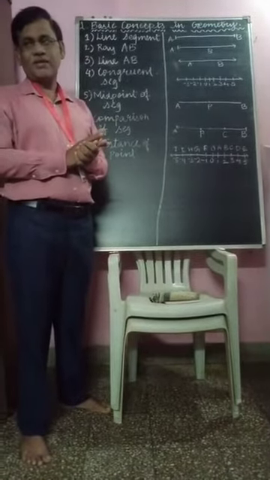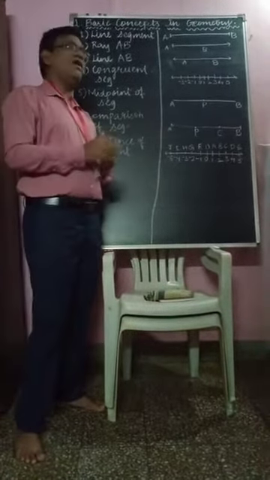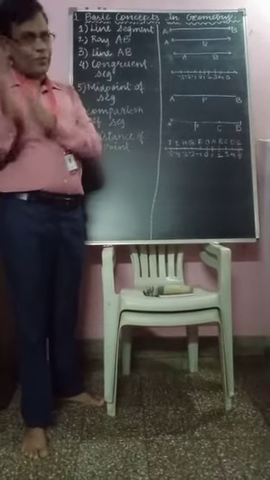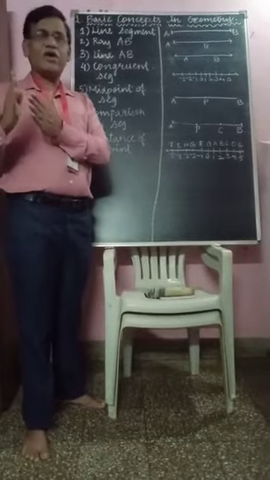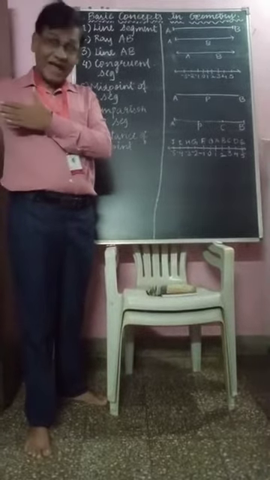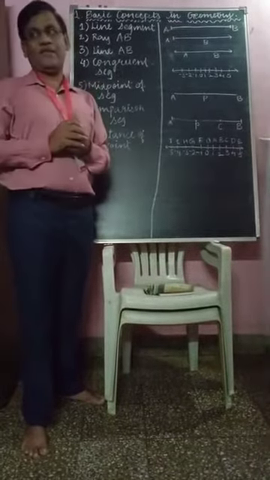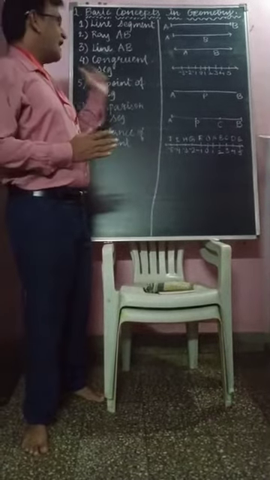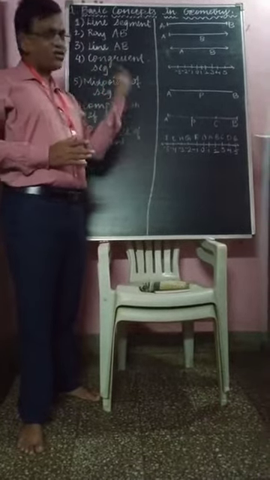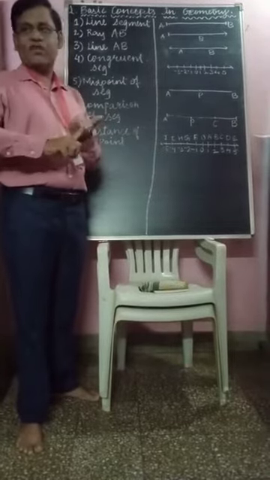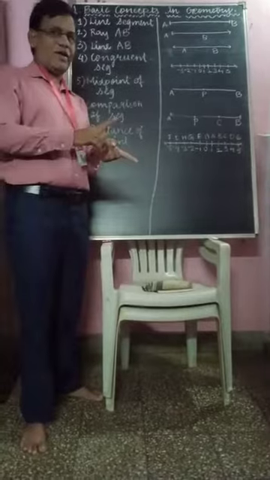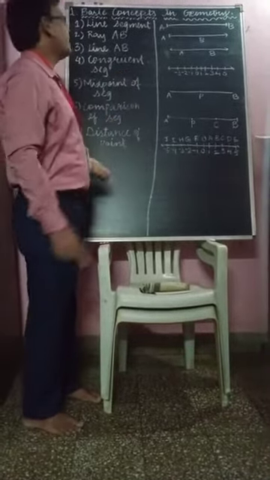This is the property. Okay, another property of these two congruent segments: if AB is congruent to PQ and PQ is congruent to XY, then XY is also congruent to AB. So AB is congruent to PQ means PQ is also congruent to AB, and if AB is congruent to PQ and PQ is congruent to XY, then XY is also congruent to AB. Okay, this is the property of congruent segments.